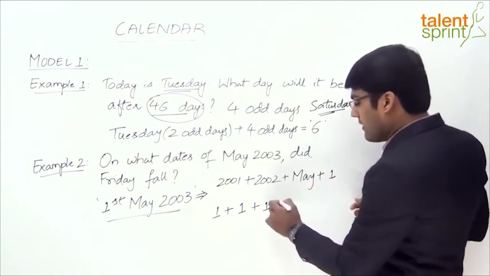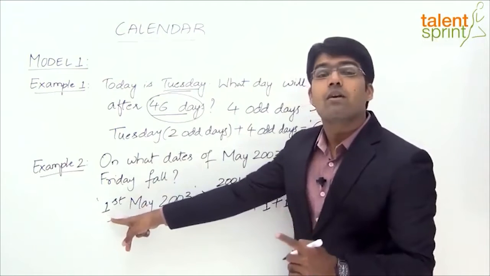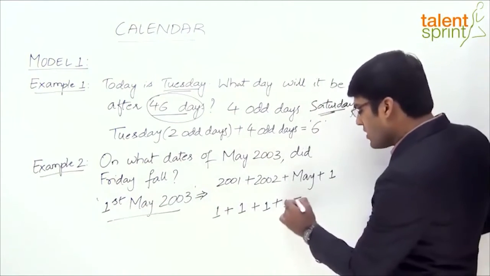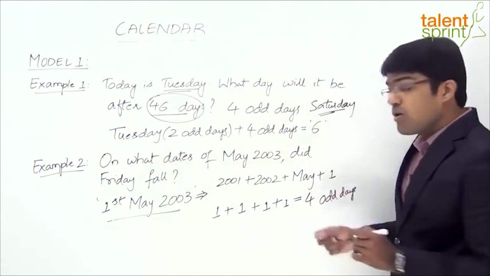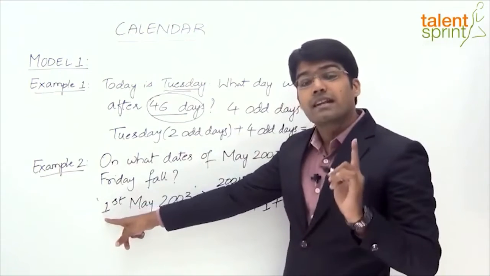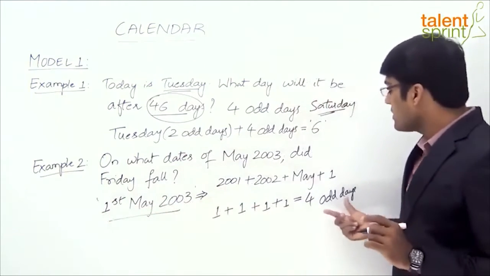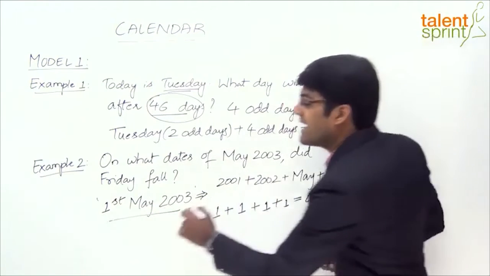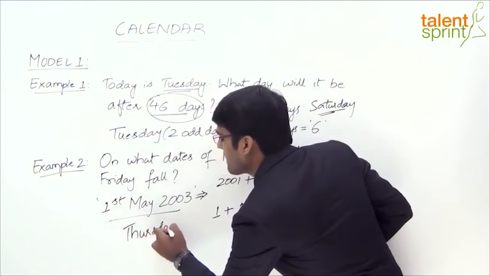And this last one, what does this one indicate? This is the date of the month. We are trying to understand what was 1st May 2003. So that is 1. So totally we have got 4. That means 4 odd days. So from the starting point, that is 1st January of the first year up to 1st May 2003, we have got total 4 odd days. 4 odd days indicate a Thursday. So we can say that 1st May 2003 was a Thursday.